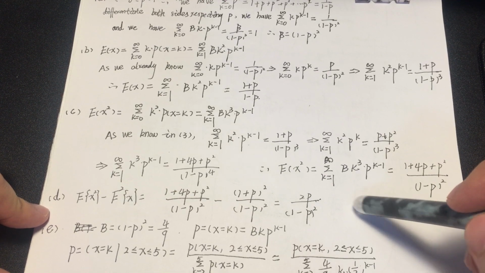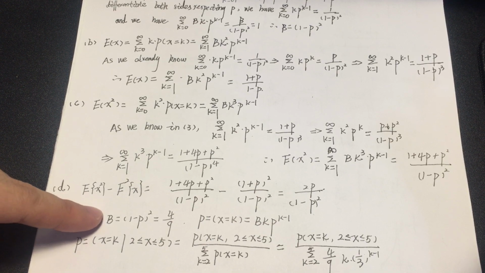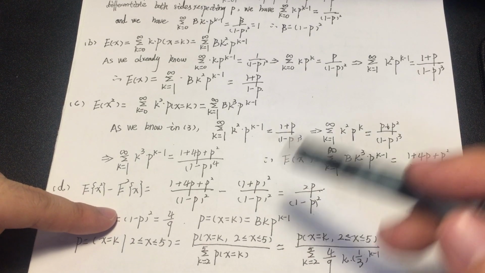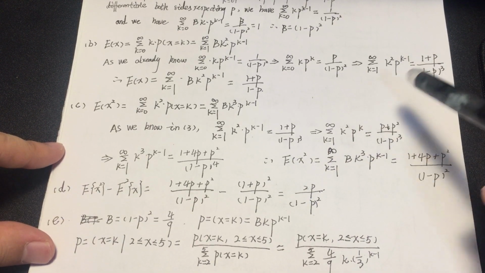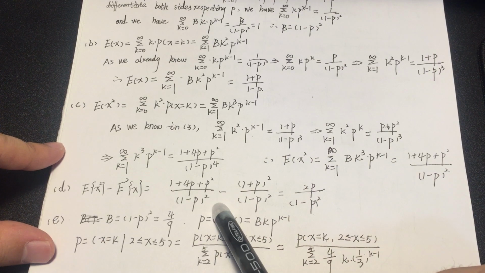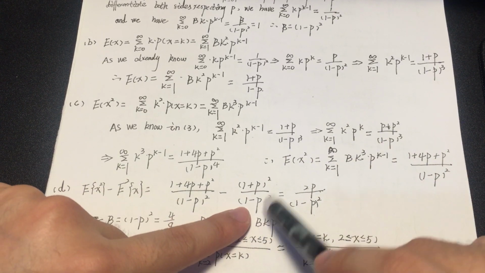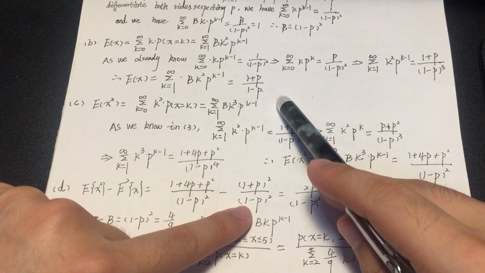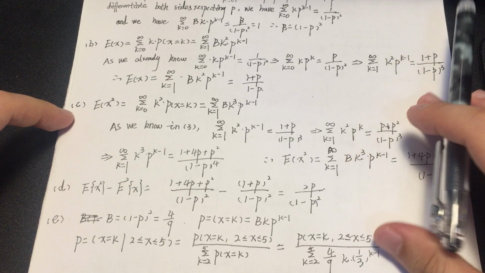The fourth question asks us to calculate the variance, the expectation of x squared minus the square of the expectation of x. So we can just use the answer of the third question minus the square of the answer of the second question, so we can easily calculate the result.